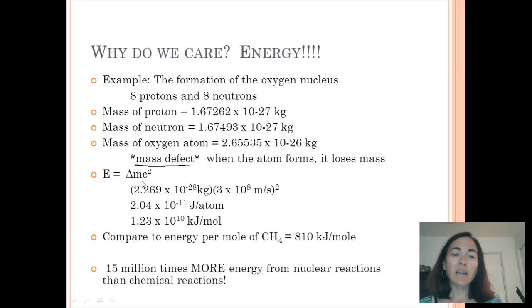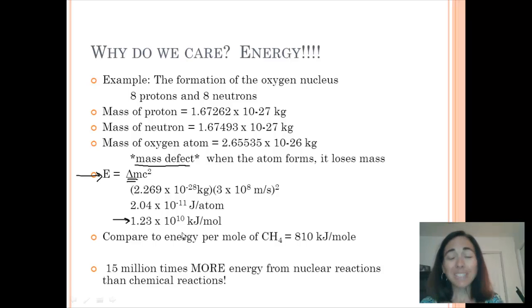So here's Einstein's famous equation, E equals mc squared. What Einstein figured out is that if you take that change in mass and multiply it by the speed of light squared, you can calculate the amount of energy that that process releases. For an oxygen atom, it would release 1.23 times 10 to the 10th kilojoules per mole.